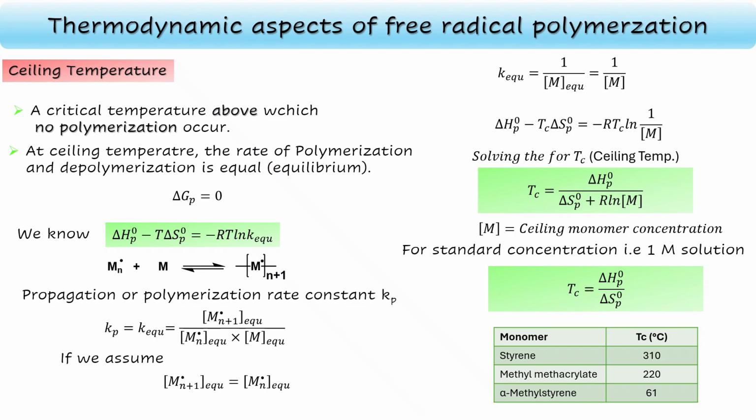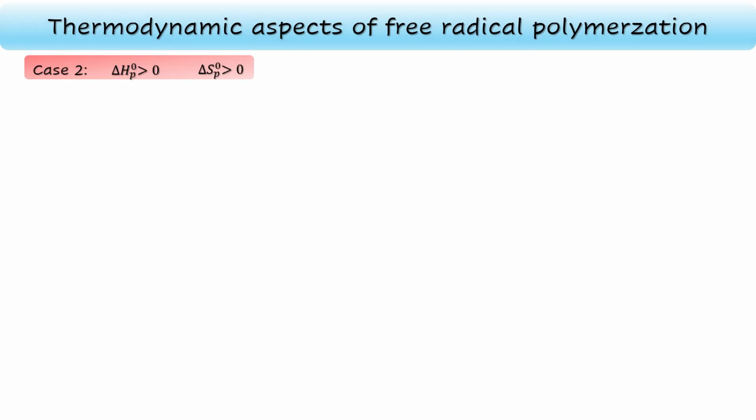So, understanding ceiling temperature is crucial for designing polymerization processes, and it explains why some monomers are more thermally stable than others. If the reaction temperature exceeds the ceiling temperature, the polymerization will begin to break down rather than form. Now let's examine a less common but fascinating thermodynamic scenario in polymerization, where both the enthalpy change and the entropy change are positive. This situation describes an endothermic reaction with an increase in entropy.